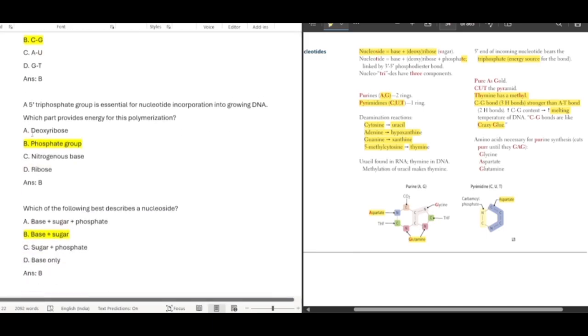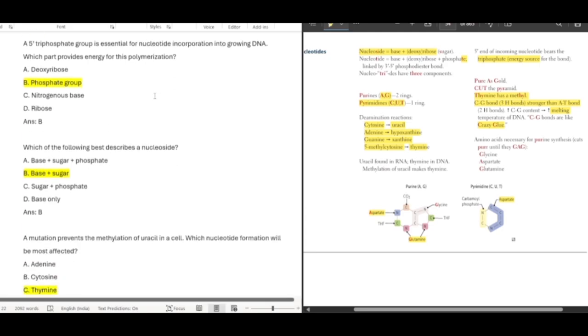A 5' triphosphate group is essential for nucleotide incorporation into growing DNA. Which part provides energy for this polymerization? The 5' end of the incoming nucleotide bears the triphosphate bond. So the phosphate bond provides the energy source for that bond.